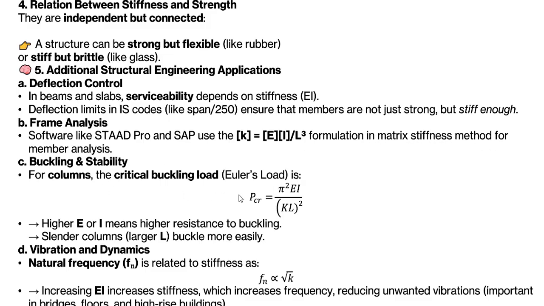Buckling and stability. For columns we have already seen this. The critical buckling load, Euler's load, is P critical equal to pi square EI by KL square. Higher E or I means higher resistance to buckling. Slender columns with larger L buckle more easily. In vibration and dynamics, natural frequency Fn is directly proportional to the square root of K. Increasing I increases stiffness, which increases frequency and reduces unwanted vibrations, important in high-rise buildings also.